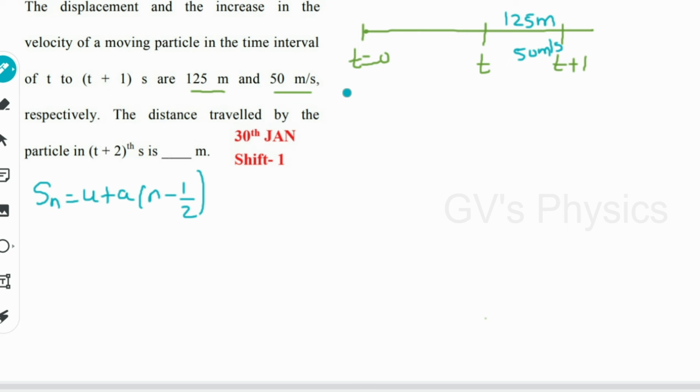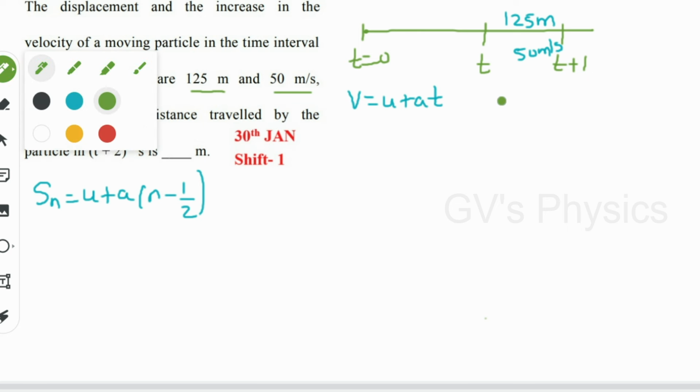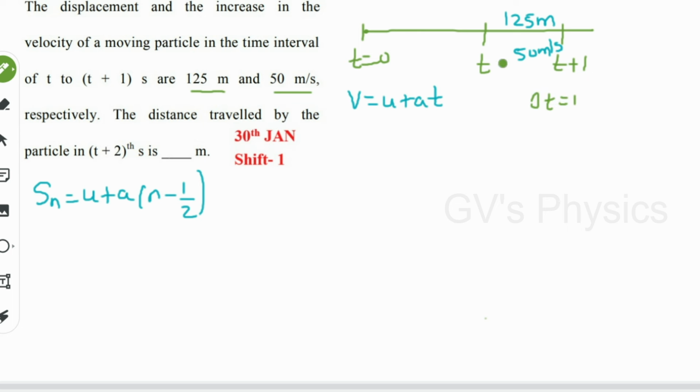To find that, the first formula we're going to use is v is equal to u plus at. So in the time interval t to t plus 1 second, the change in time is 1 second. We have to find the final velocity. Initially we have some initial velocity u, and the increase in velocity is 50. So we can write the final velocity as u plus 50 is equal to the initial velocity u plus a, the uniform acceleration a, times the time interval of 1 second. So u will get cancelled. So a is equal to 50 meter per second square. So we found the acceleration a.